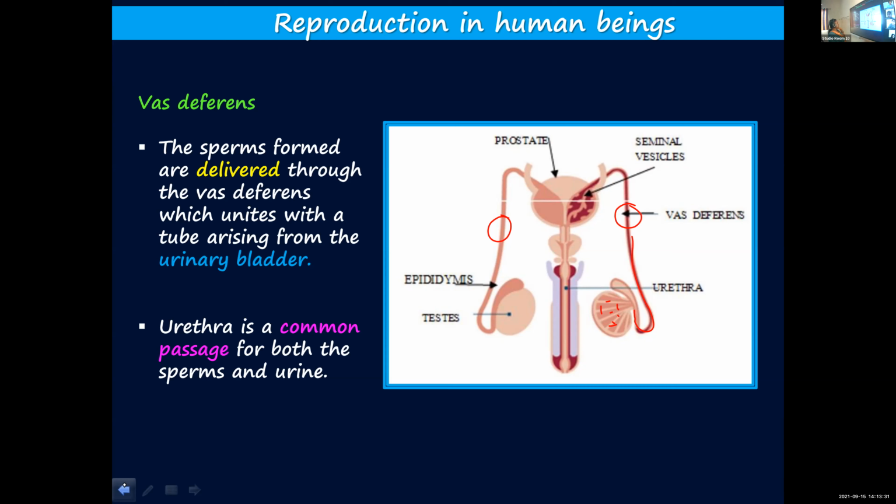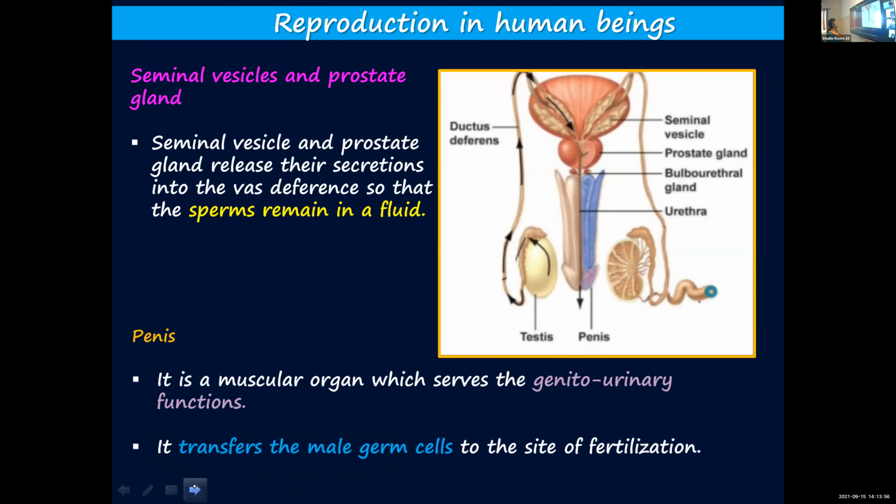Sperms produced in the testis are transferred through the vas deferens. Both the sperm ducts will join with a tube arising from the urinary bladder, and they open out by means of the urethra. So the urethra is a common passage for both sperms and urine. And some of the associated structures we will learn: seminal vesicles and prostate gland.